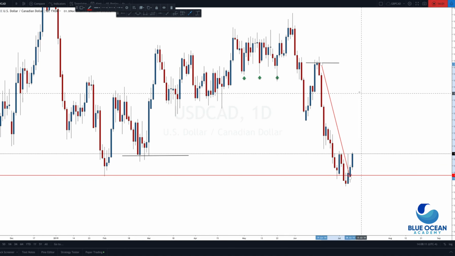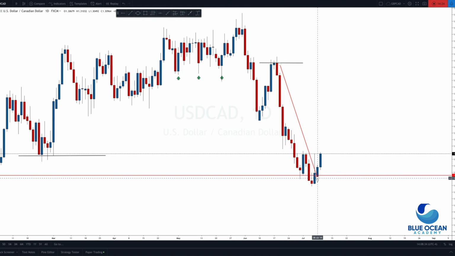Remember what I said. You want to keep in mind where in structure you are. Are you at the lower high? Are you at the lower low? Or are you in the middle of the move? In this case, we're at the lower low. Now, how do I know this is a lower low?